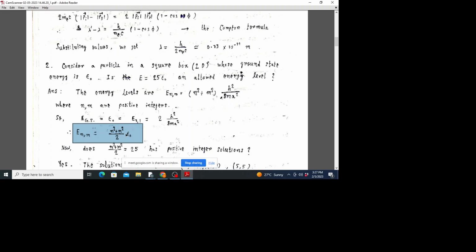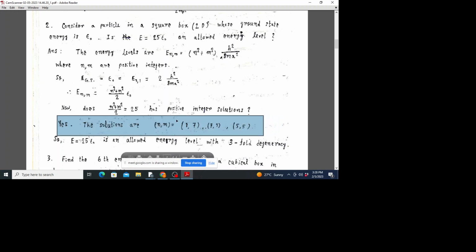Now, as you can understand, the question simplifies into this question: does n square plus m square divided by 2 equal 25? Does this equation have positive integer solutions? If we can get a solution for this equation, then this 25 epsilon naught energy level will be allowed. If this equation has no integer solution, then that energy level will not be allowed.